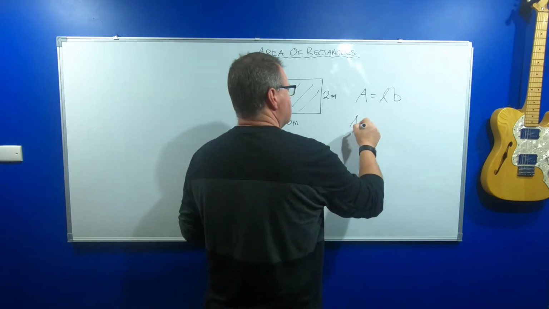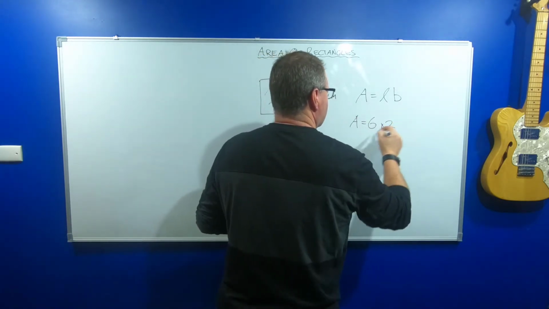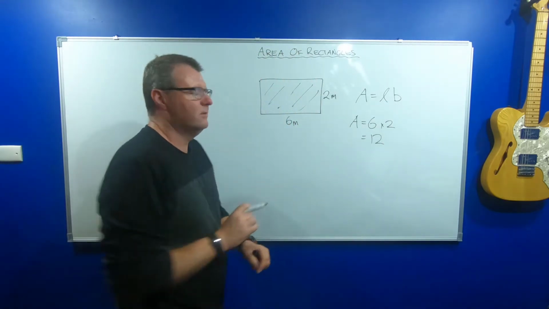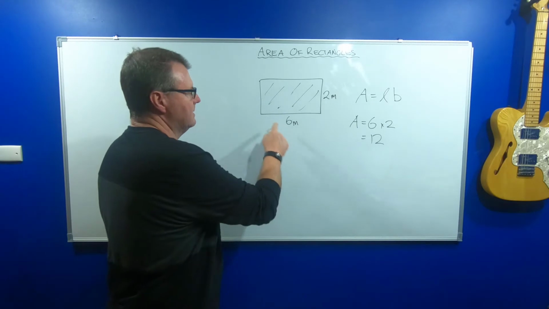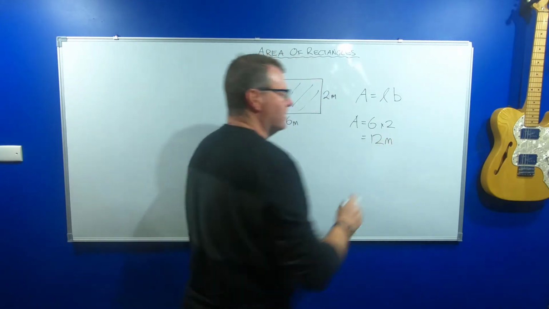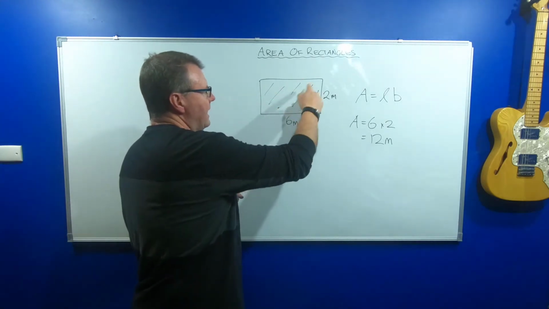other side. So in this case, the area equals 6 times 2, which equals 12. Now don't stop there, because don't forget we have to put the units in. Now this is 6 meters, this is 2 meters, but that is not correct because 12 meters is a length. We're looking for an area.